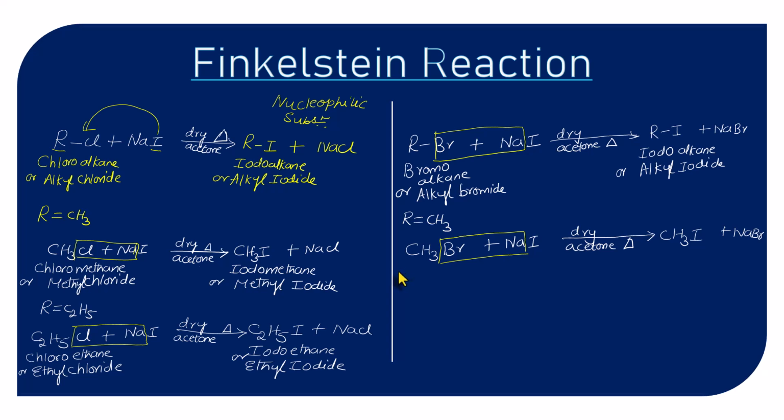Now try giving me the names. This is bromomethane. Bromomethane, otherwise also called methyl bromide, treated with sodium iodide in dry acetone, is giving us, what's the name of the product, children? This is iodomethane.